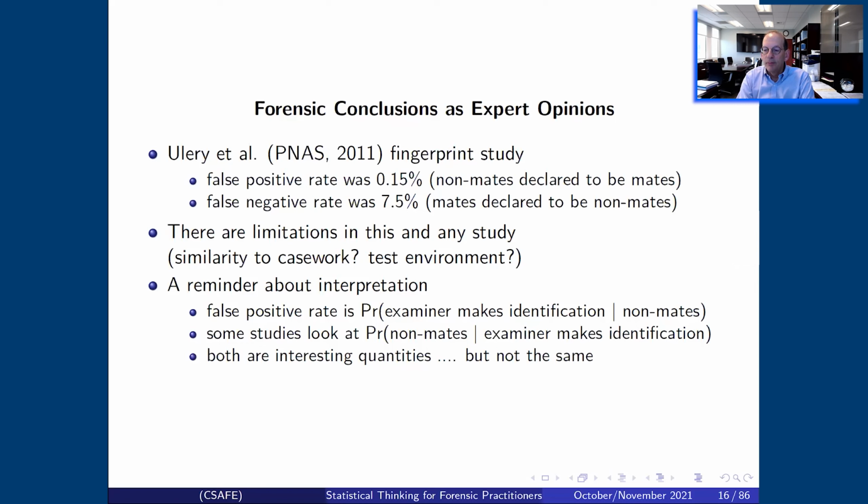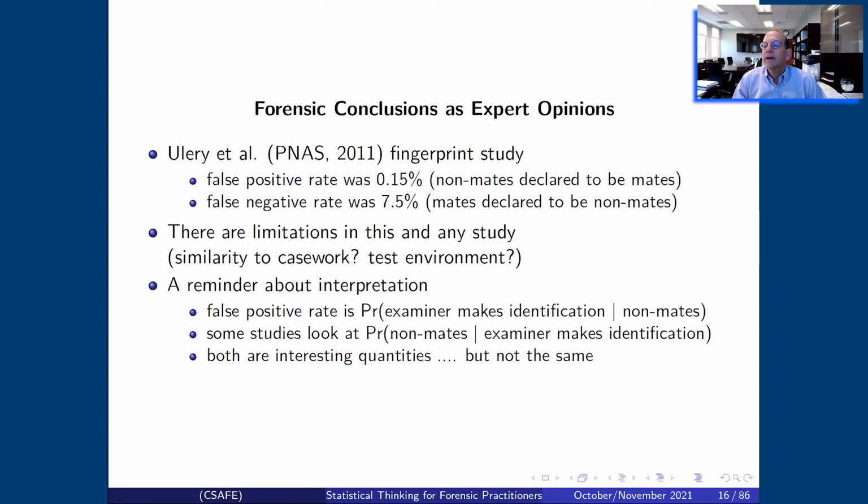And a little bit of a reminder, this is going to come up a few times today. The false positive rate that they are reporting is the probability that there was an identification given, and remember, given means we're restricting to the population of cases where there are non-matching prints. The known print and the crime scene print do not match. We know that for a fact. We consider a set of such comparisons and look at the error rate. That's known as the false positive rate.